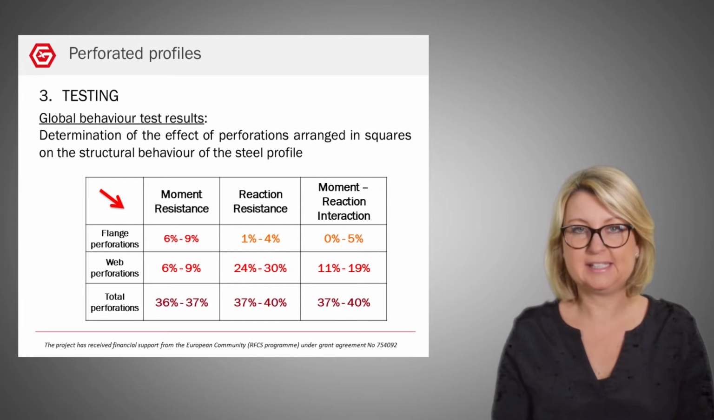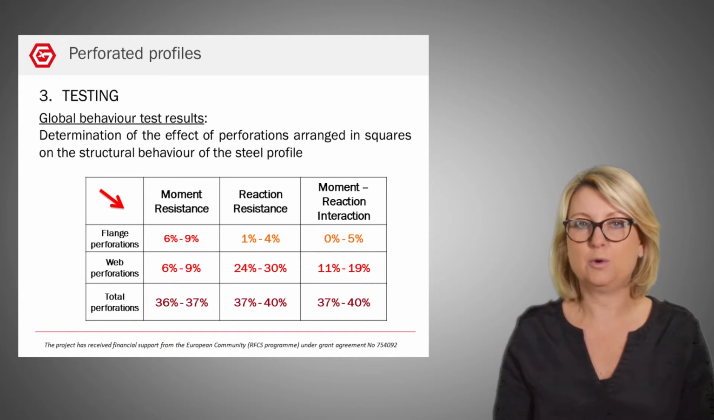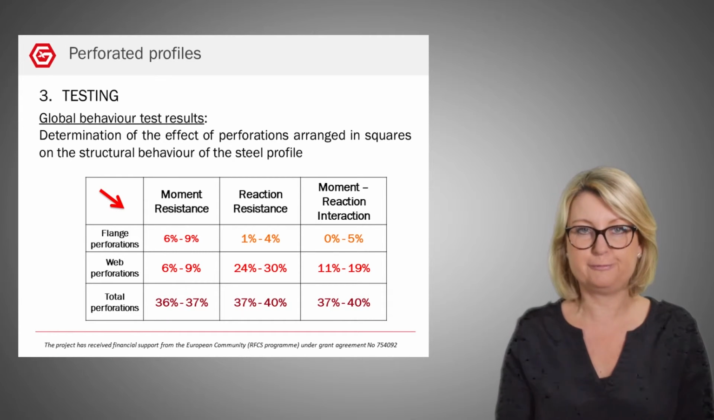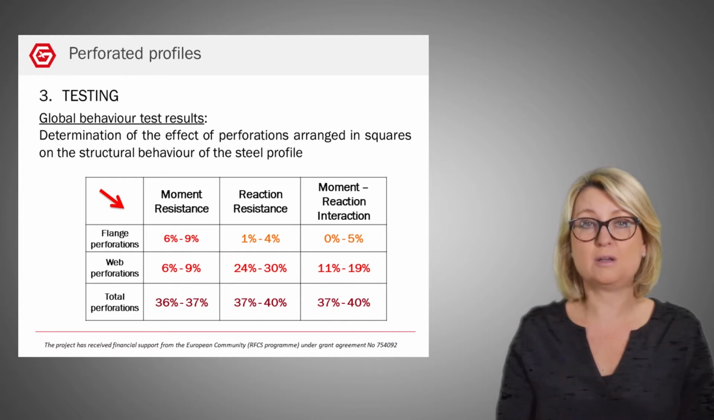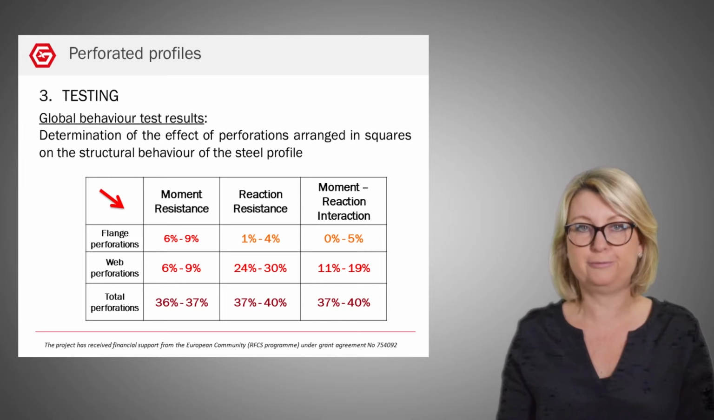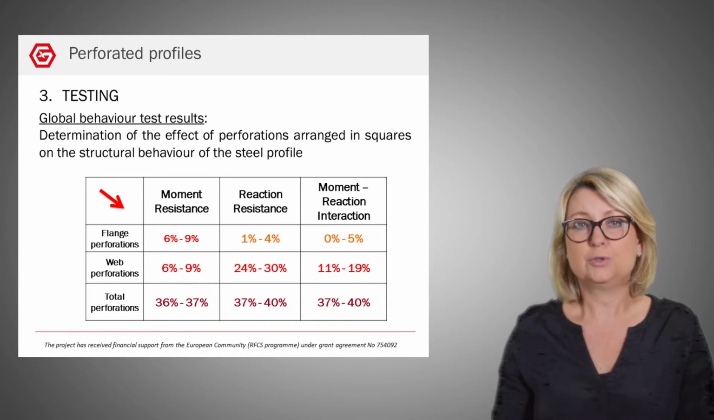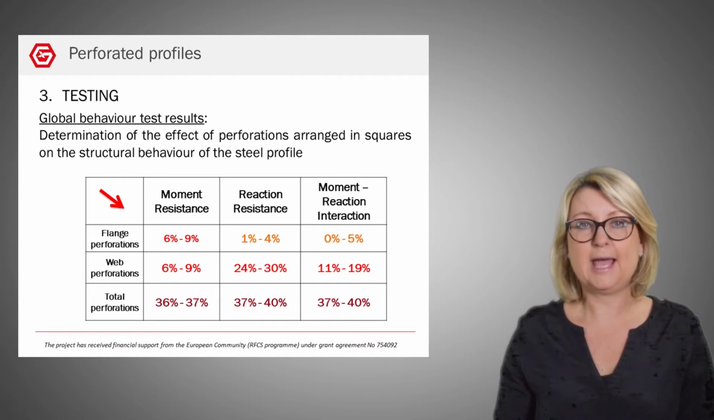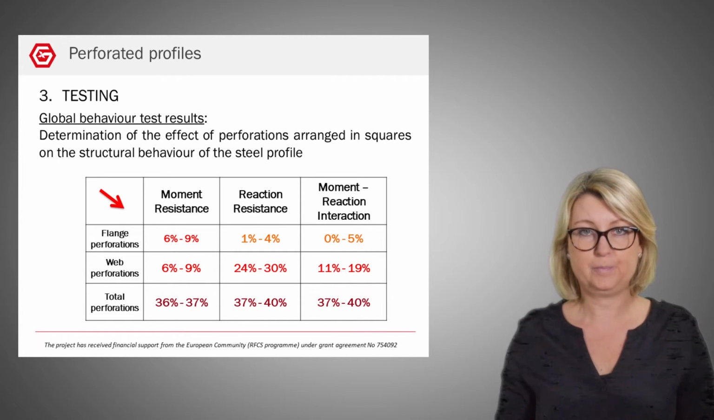We can see on this table the decrease of the resistance induced by web perforations, flange perforations, and total perforations. The results obtained for profiles without perforations and for profiles with perforations arranged in squares allowed us to make comparisons and to assess their impact on structural behavior.